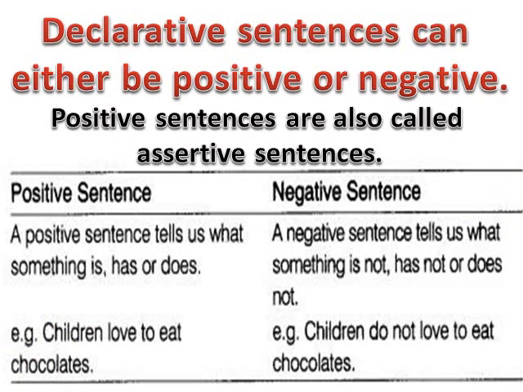For example, children love to eat chocolates is an example of a positive sentence, whereas children do not love to eat chocolates is an example of a negative sentence. A negative sentence will always have no or not in it.